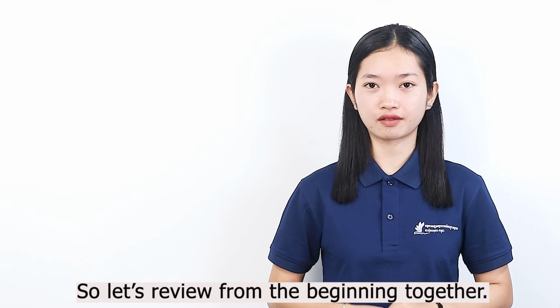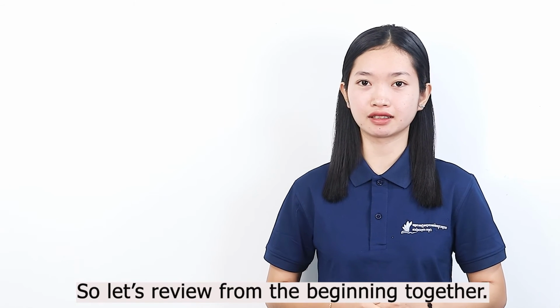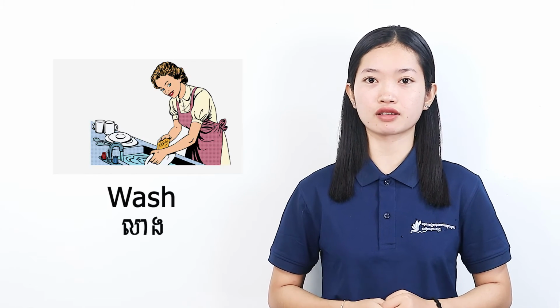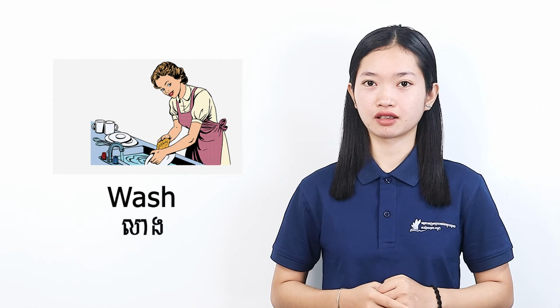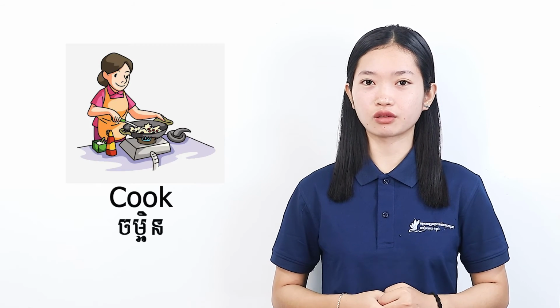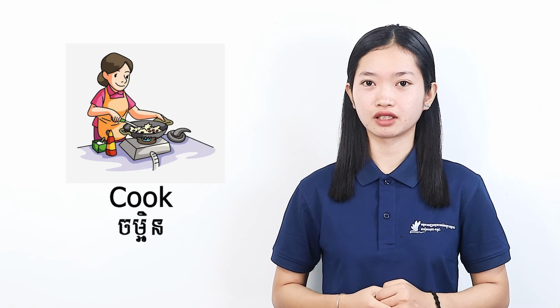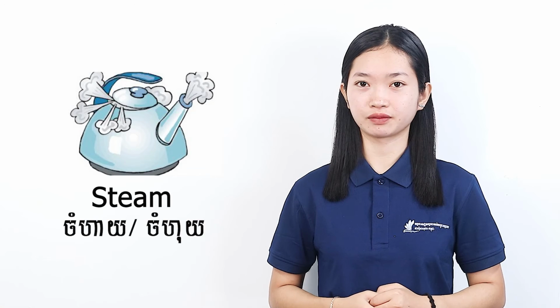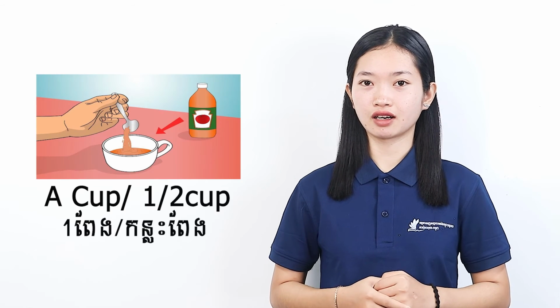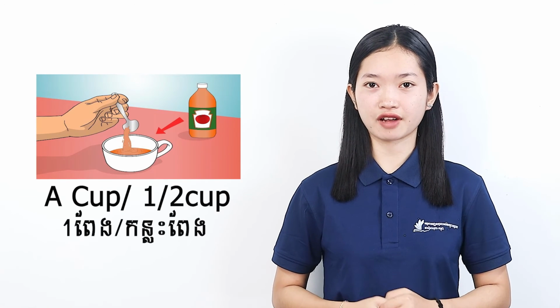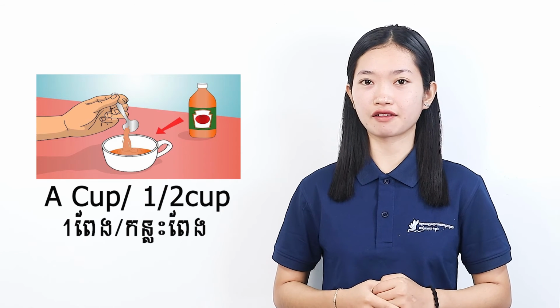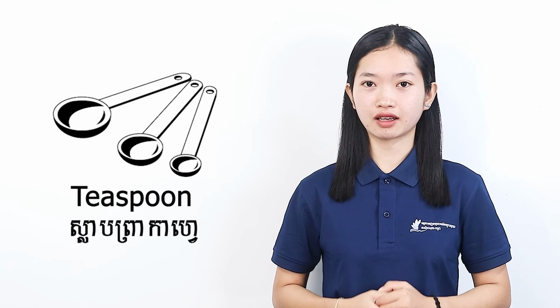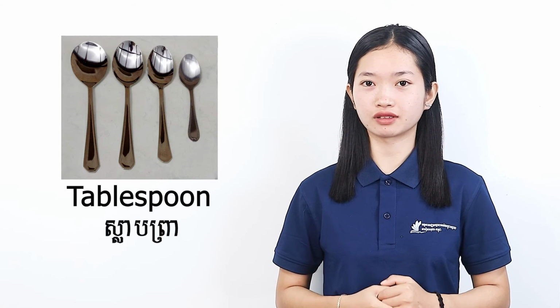So let's review from the beginning together. The first word is wash. Second word is cook. Next word is steam. Next word is a cup or a half cup. Next word is teaspoon. And the last word is tablespoon.